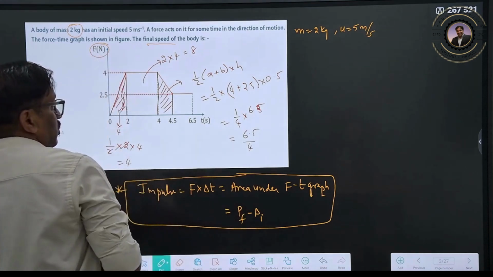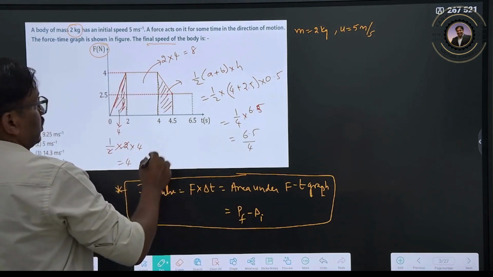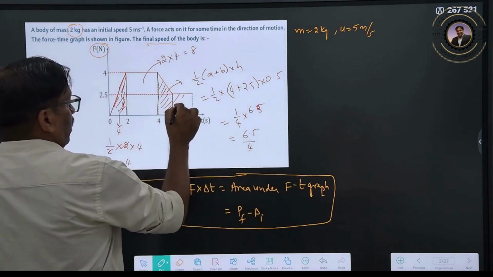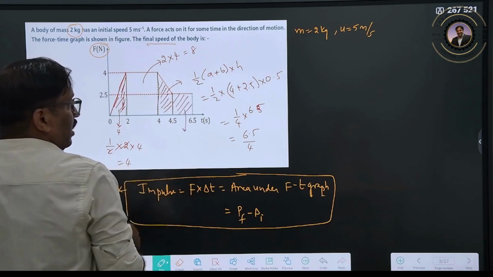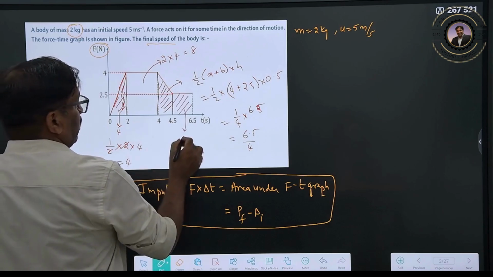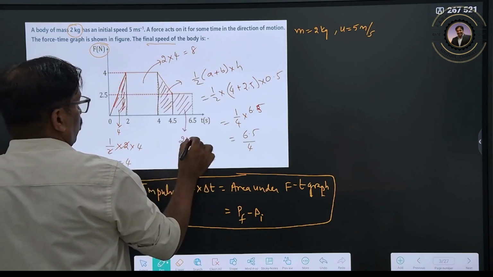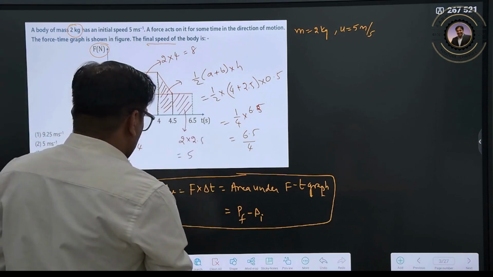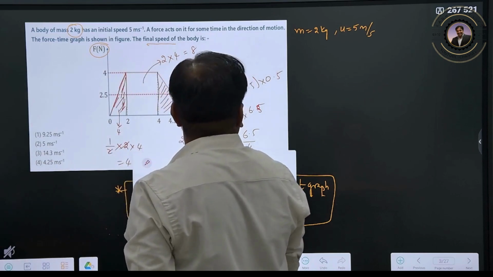Clear? So now this area we can calculate. It looks like a square. Therefore, 6.5 minus 4.5 is nothing but 2, so this height is nothing but 2.5. So 2 into 2.5 is nothing but 5.